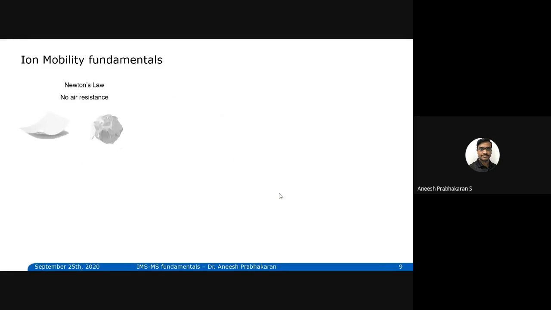So here in this slide, I am going to show you the fundamental difference between a mass spectrometer and a mobility spectrometer. Let's assume an experiment. Take two full-size papers, one paper as such, another paper crumpled, like it is shown here. If there is no air, if it is in vacuum, what happens if you drop them from a height?